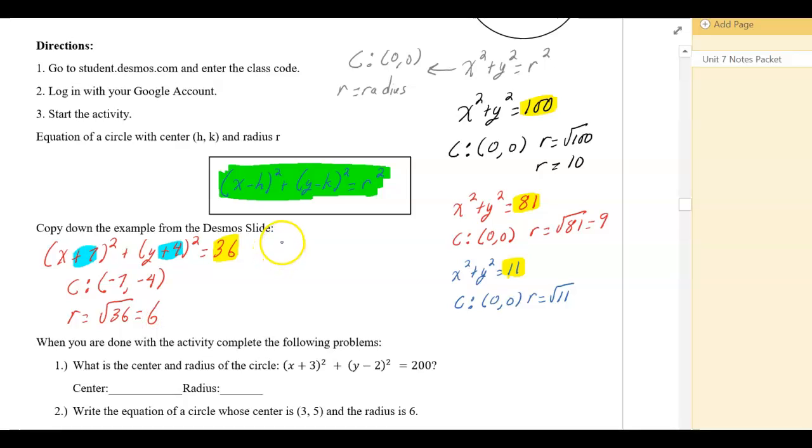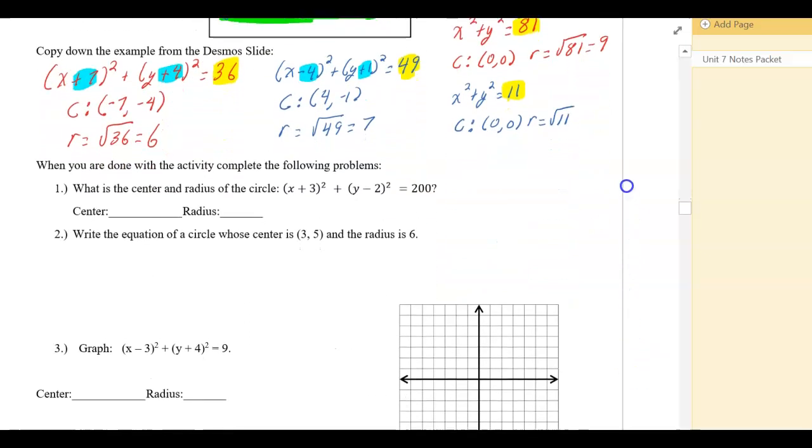Let's look at another example. (x - 4)² + (y + 1)² = 49. Again, the center is going to be the opposite of these numbers I just highlighted in blue. So the center is (4, -1), and the radius is the square root of the constant, which is 49. So the square root of 49 is 7. So this is the main idea that you should have learned in the Desmos activity.